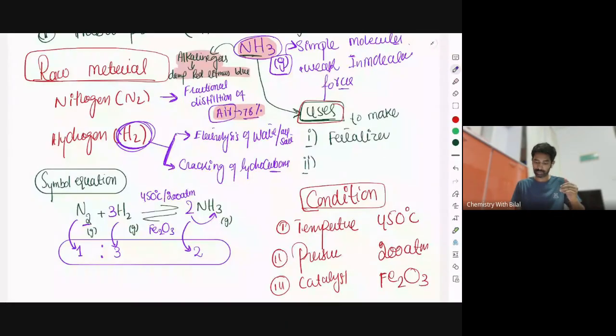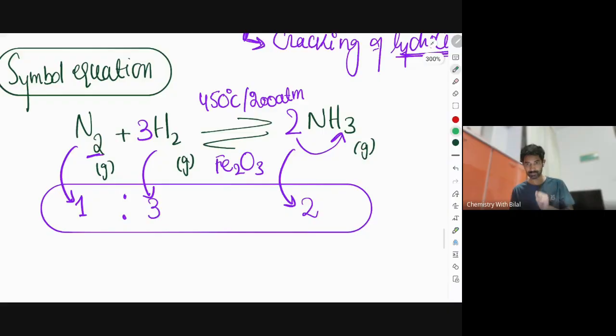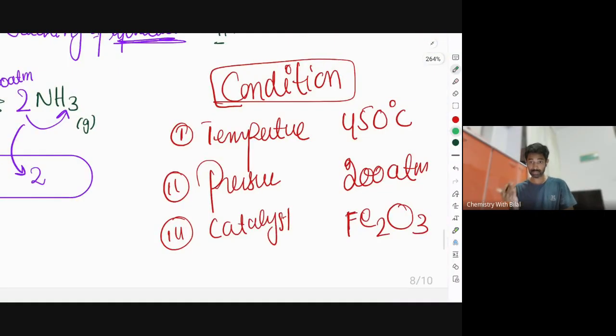Raw material to make ammonia is the nitrogen and hydrogen. What is the source of nitrogen? Air is the major source of nitrogen. The source of hydrogen is hydrocarbon and electrolysis of water or aqueous salts. Now, this is the simple equation. It's a reversible reaction, and the conditions to produce ammonia at a good rate is 450 optimum temperature, 200 optimum pressure. Iron 3 oxide is the name.